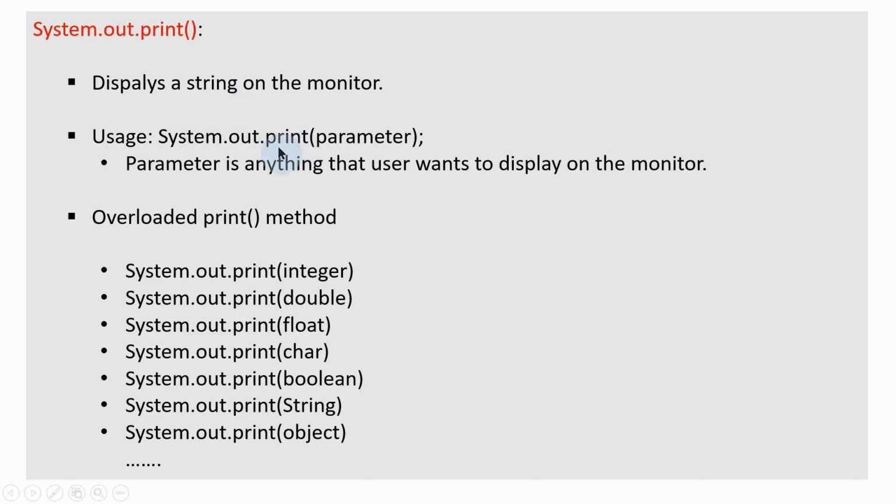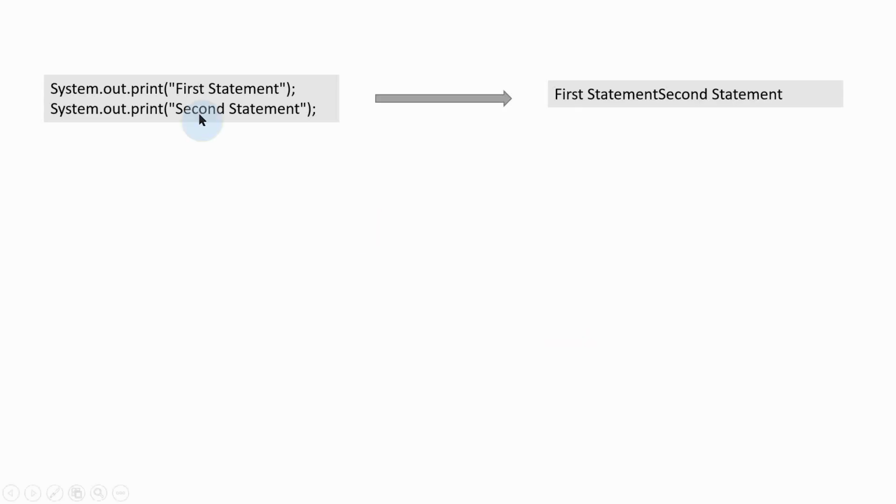If you observe the usage of the print method, it is the same as the println method, which accepts a parameter, and that parameter value will be displayed on the monitor. If you observe the overloading of the print method, you cannot find any print method without a parameter. And other things are the same. You can display the value of an integer on the monitor. Similarly, a double value can be displayed, float, character, boolean, string, and also you can display the return value of the toString method of an object. Next we will see some examples of the print method.